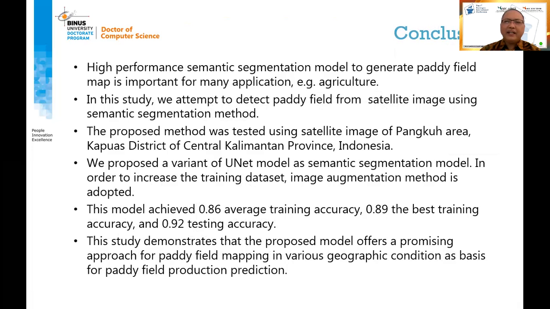Okay, and for the next study, we plan to use the same input data, but with a wider number of labels. So it's not only paddy field and non-paddy fields, but we try to explore this model for multi-class classification problems.